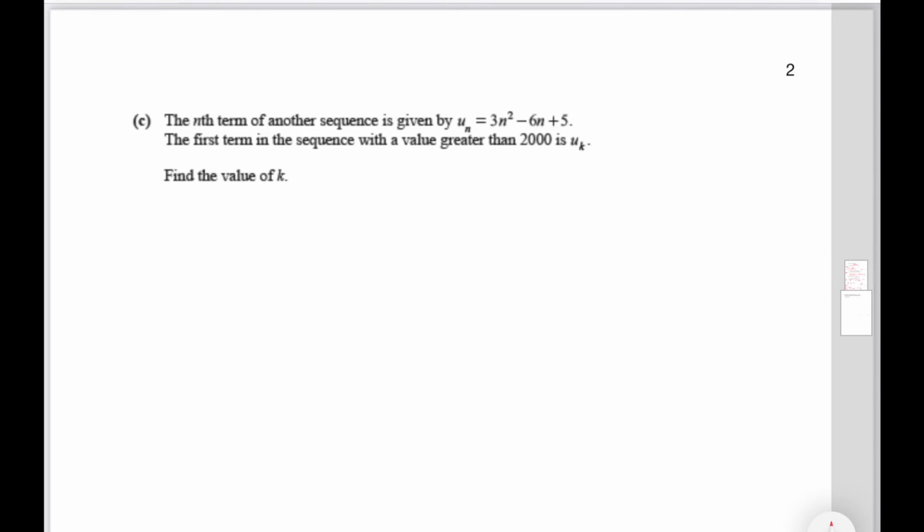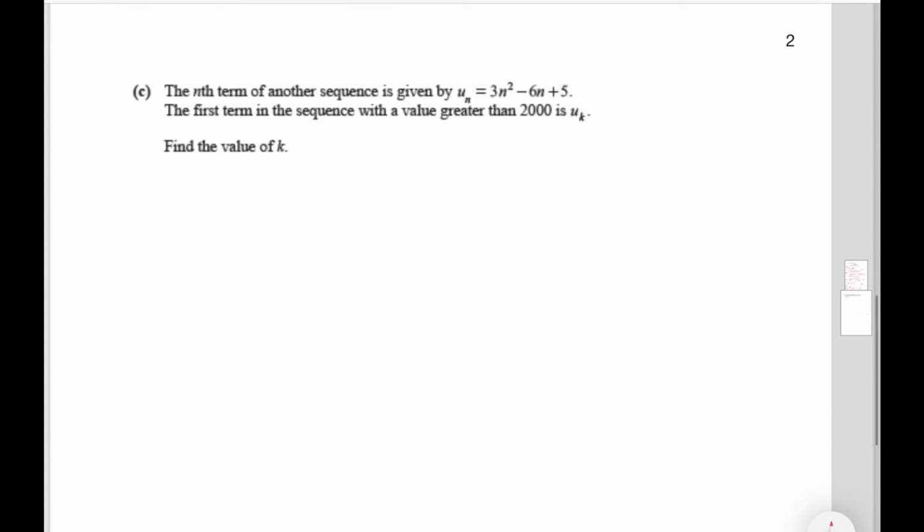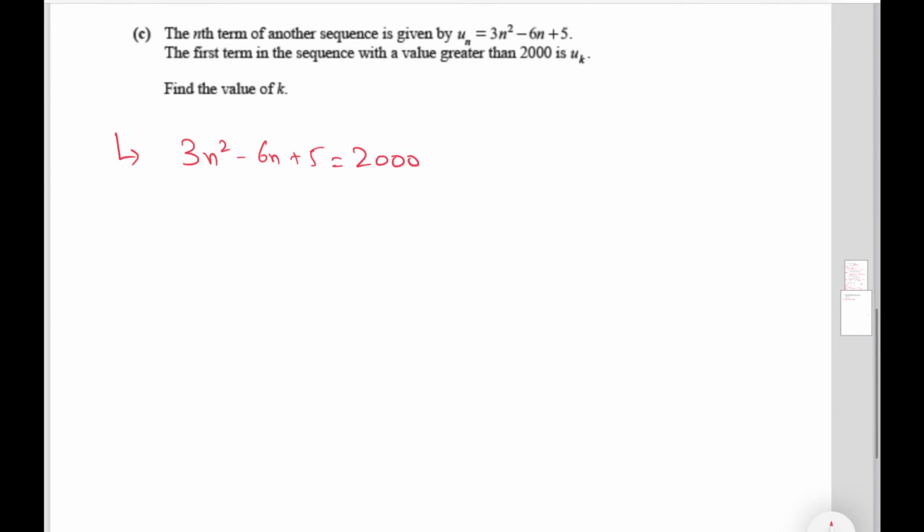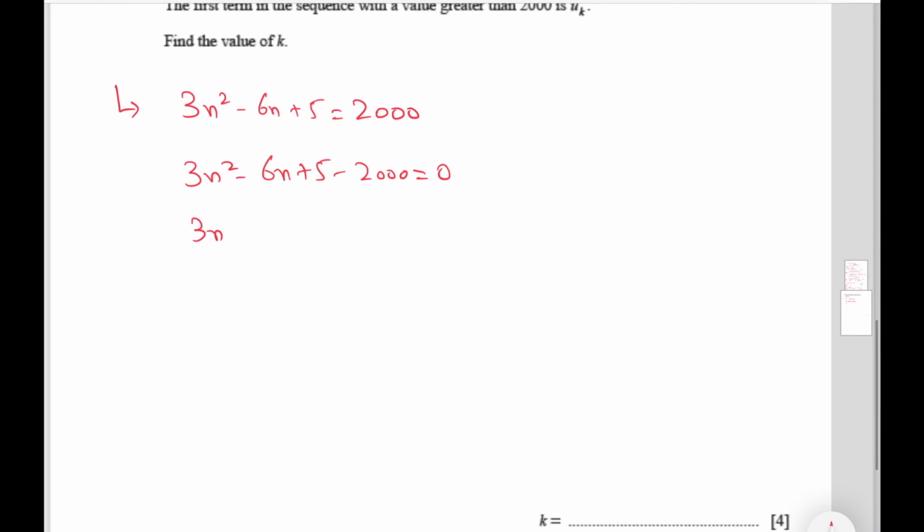The question says the nth term of another sequence is given by un is equal to 3n squared minus 6n plus 5. The first term in the sequence with a value greater than 2000 is uk. Find the value of k. So what they mean is that if we have the first expression, which is 3n squared minus 6n plus 5, and if a term is put into this, the value that we get in the end is going to be 2000. So if we simplify this, we have 3n squared minus 6n plus 5 minus 2000 equal to 0. So this becomes 3n squared minus 6n minus 1995. This is equal to 0.